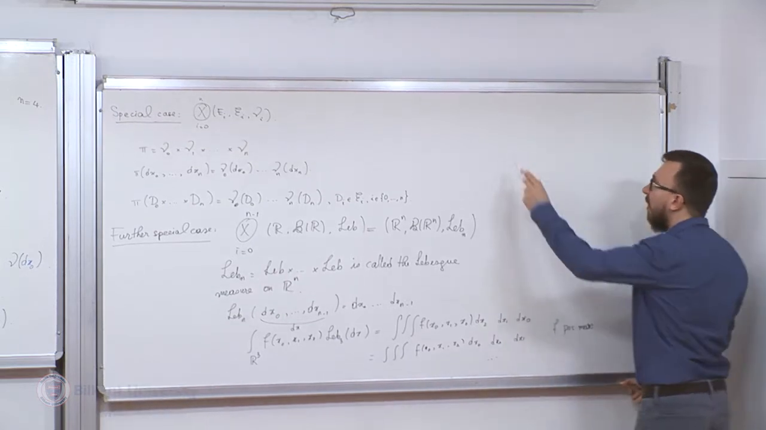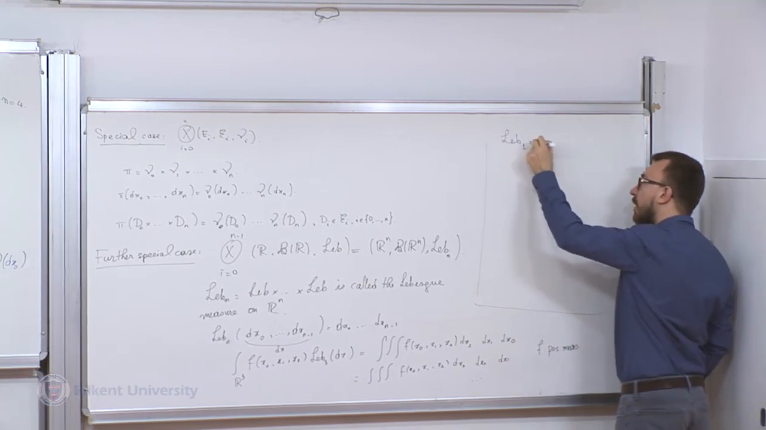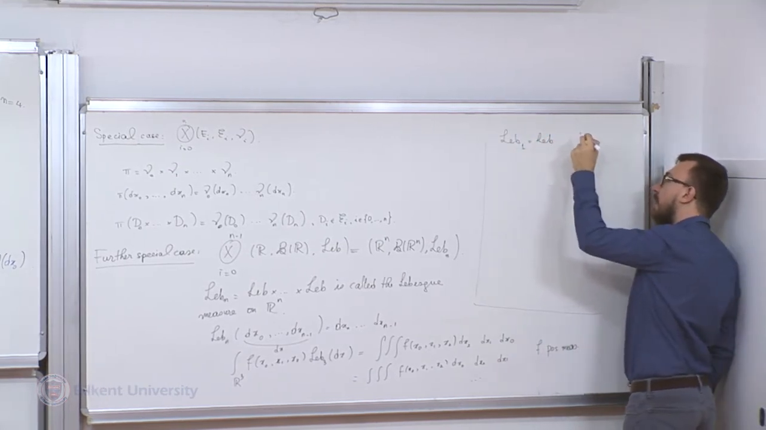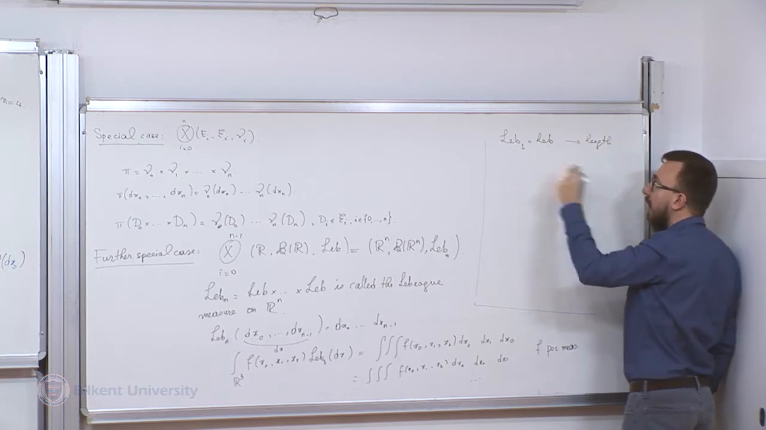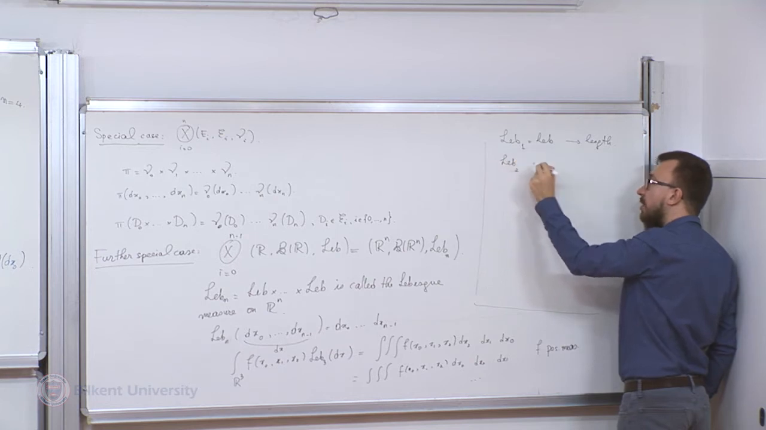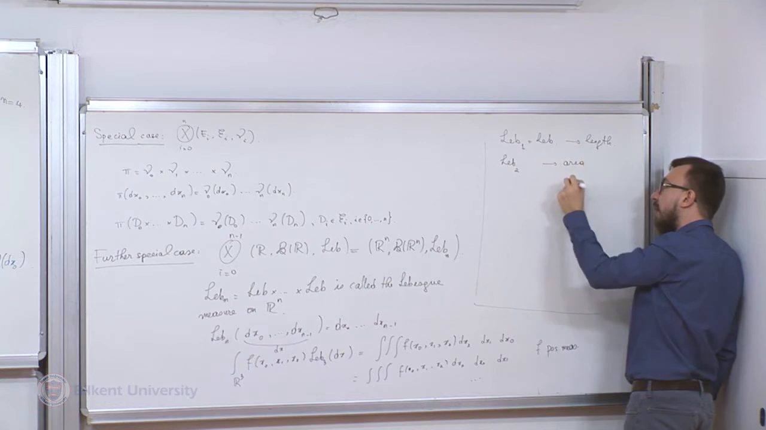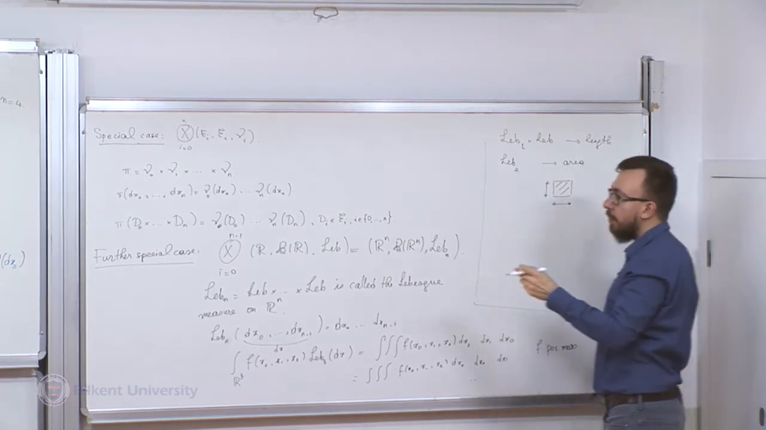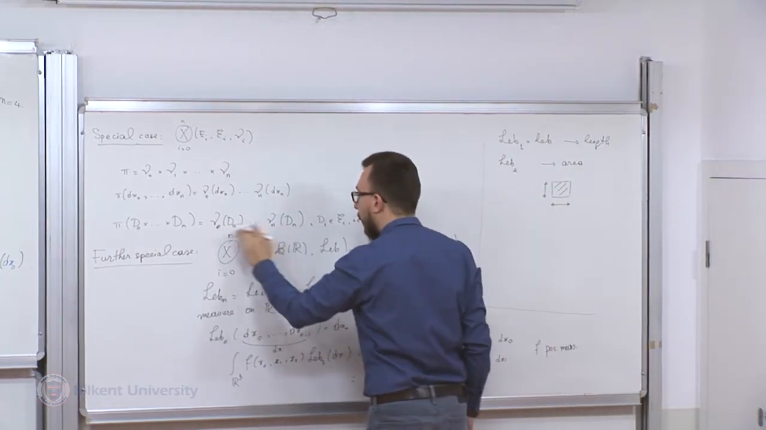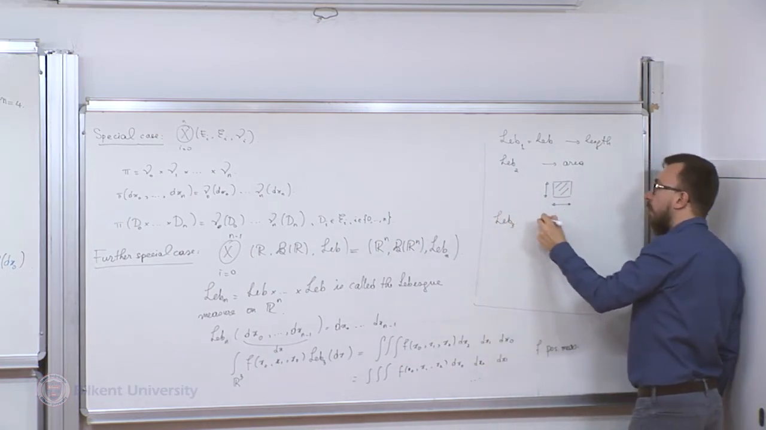So if you have the one-dimensional Lebesgue measure, this is just length, right? Notion of length. If you have the two-dimensional Lebesgue measure, this is just the notion of area. So if you have a rectangle, you calculate the area of it by this formula for measurable rectangles, right? If you have the three-dimensional Lebesgue measure, this corresponds to volume.